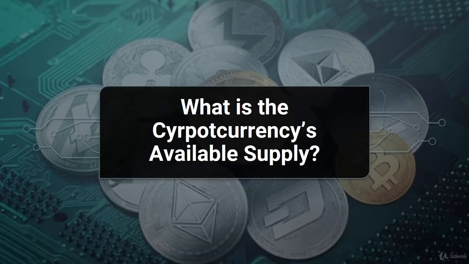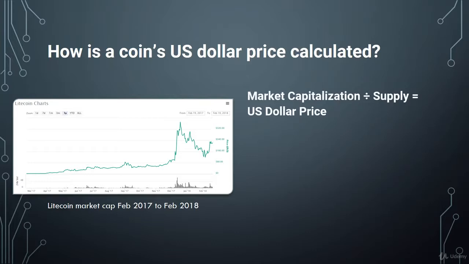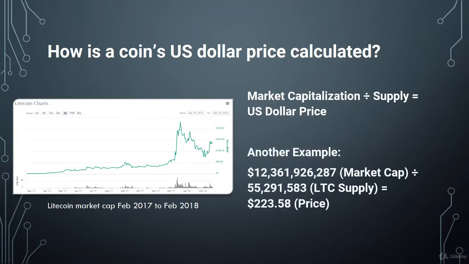What is the available supply? It's important to be aware of the supply of a coin before buying a cryptocurrency. Just to go over some basic math here, the price of the coin is calculated by taking its market capitalization and dividing it by its supply. So for example, if Litecoin has a market cap of $5 billion and a supply of 54 million tokens, then the price per coin is $92.